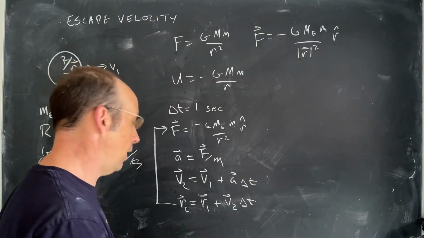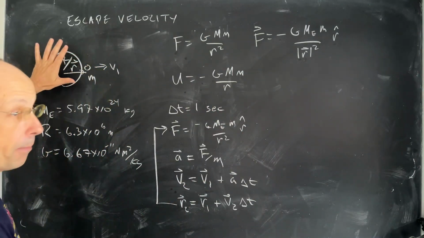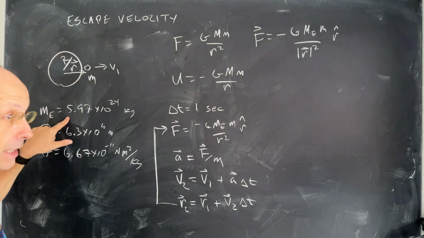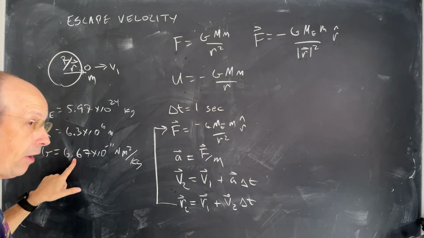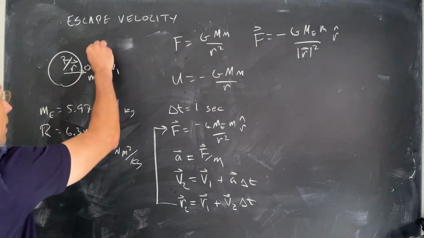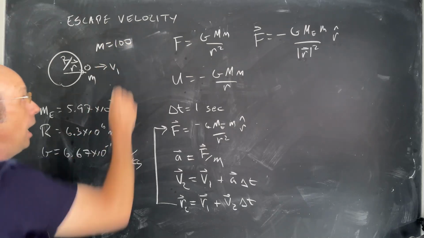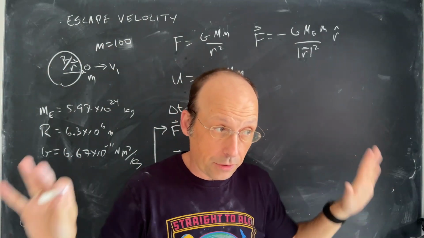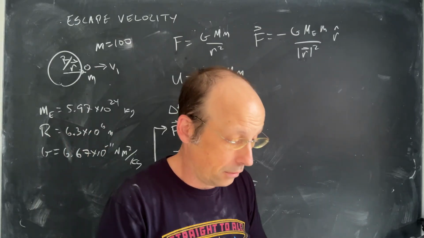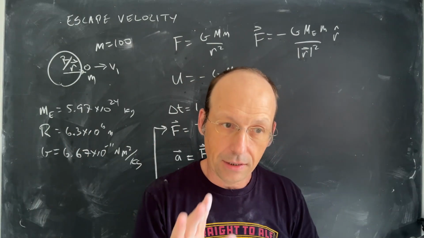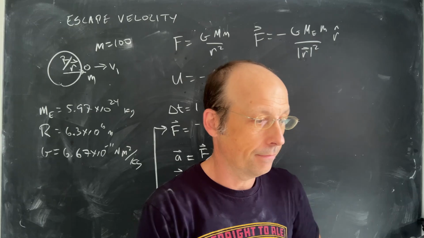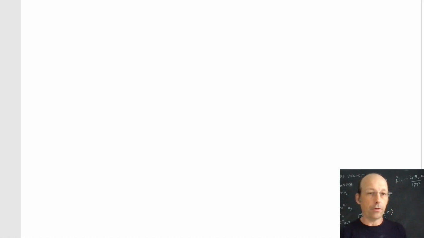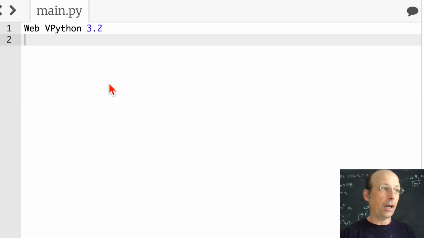Keep doing it. Okay. So I have my Earth. I have my mass of the Earth. I have my radius of the Earth. I have my gravitational constant. Let's say this mass is 100. It doesn't really matter. I'm going to build this in Python, and we're not using energy yet. We're just doing Python. We're actually doing Newton's second law. So switching to the computer. I'm using WebVPython like I like to do, and I've already got it loaded up here. So let's just start adding our constants here.